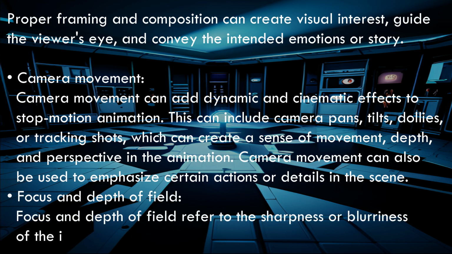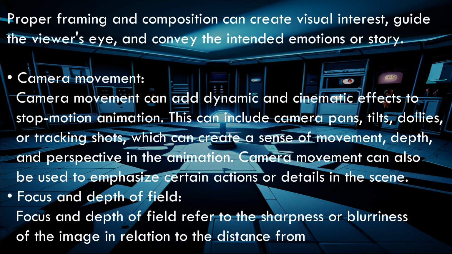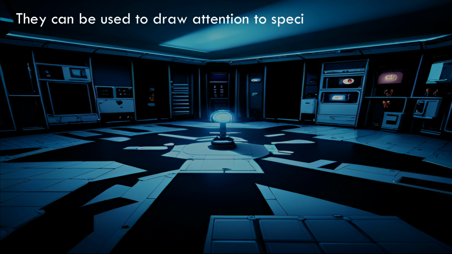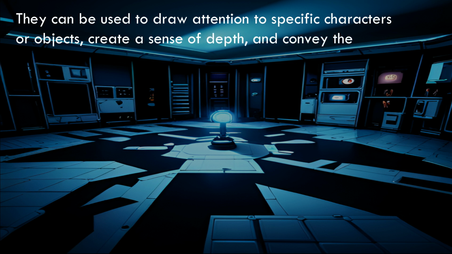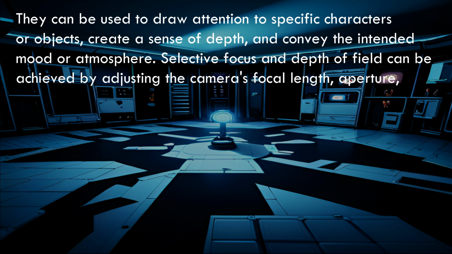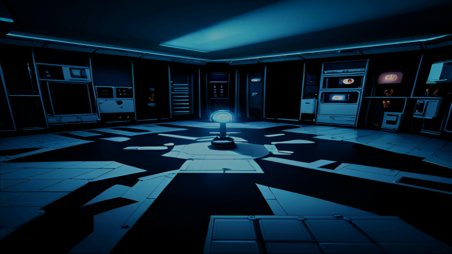Focus and depth of field. Focus and depth of field refer to the sharpness or blurriness of the image in relation to the distance from the camera. They can be used to draw attention to specific characters or objects, create a sense of depth, and convey the intended mood or atmosphere. Selective focus and depth of field can be achieved by adjusting the camera's focal length, aperture, and focus settings.